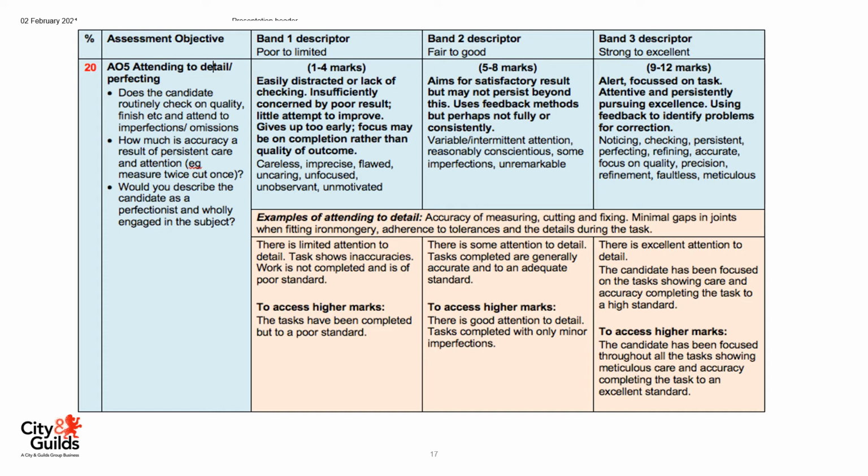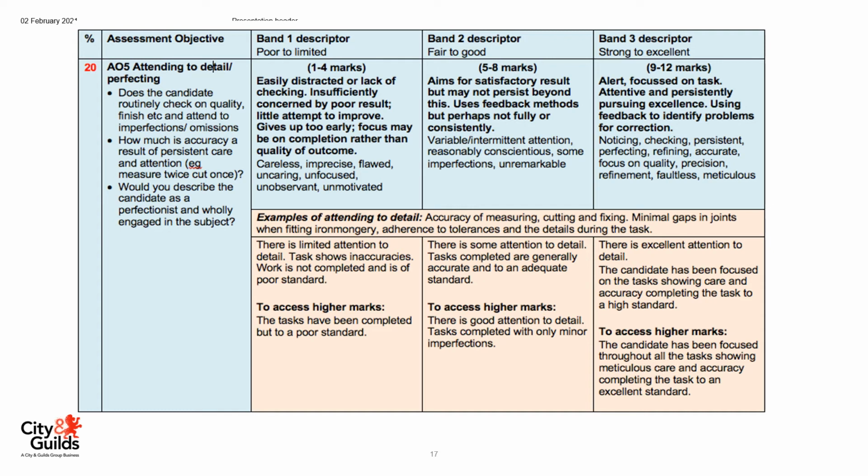Again, broken into 3 separate band descriptors with clear guidance on what you should be looking for when marking. So band 1: limited attention to detail, some inaccuracies, work is not complete and is of a poor standard. So to access the higher marks, the tasks have been completed but only up to a poor standard. Band 2: some attention to detail, tasks are generally accurate and to an adequate standard.